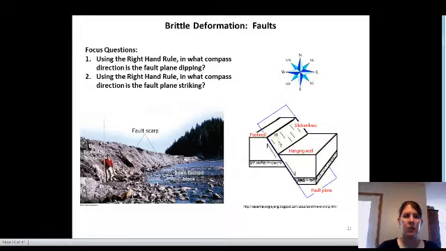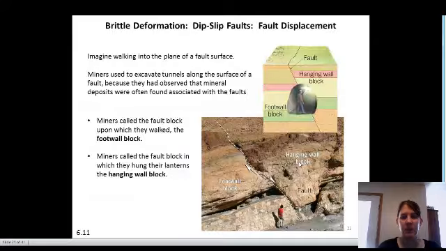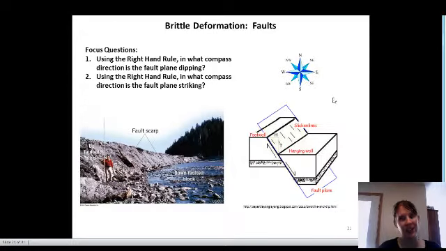So using the right-hand rule, in what compass direction is this fault plane dipping? If this is our fault plane right here, our fault plane is actually dipping to the northeast, correct? That's the closest match angle right here. Because if you put your right hand on it, it's really hard to do with a PowerPoint slide, but it's actually pointing to the northeast. Oh, I'm sorry, what direction is the fault plane dipping? Whoops, there we go. It's striking to the northeast. It's dipping to the southeast, okay?